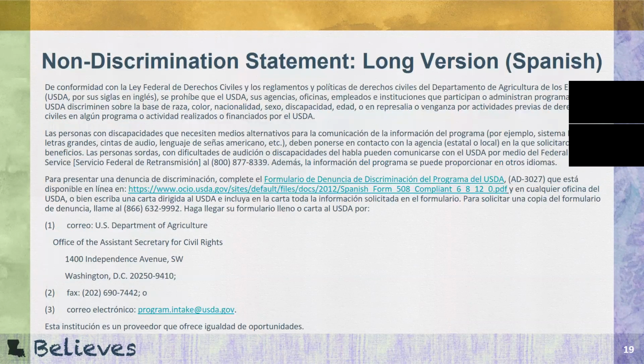This is the long version of the non-discrimination statement in Spanish. Additional languages are available on the USDA website. At this time, translations of the most updated non-discrimination statement are currently being updated. As soon as these are available, the state agency will release them.